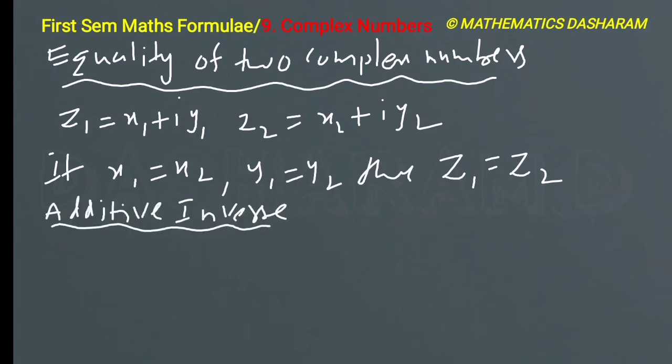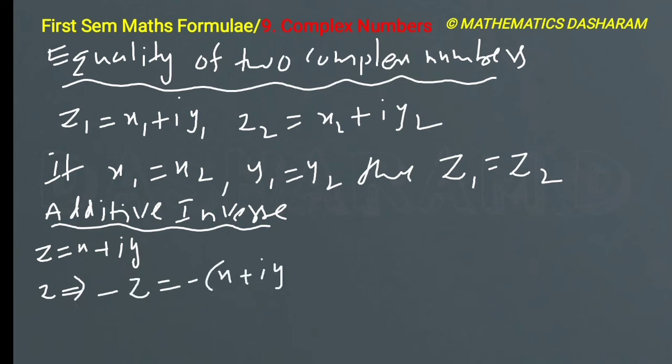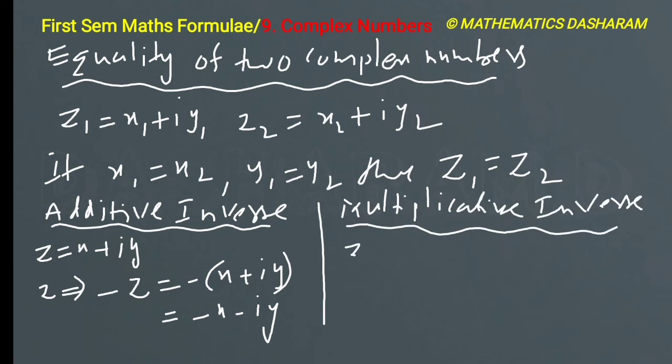Next, additive inverse of a complex number. For example, z equals x plus iy. Then its additive inverse will be minus z, which equals minus of x plus iy, or minus x minus iy. Next, multiplicative inverse of a complex number. The multiplicative inverse of a complex number is 1 by z, which equals x minus iy divided by x square plus y square.